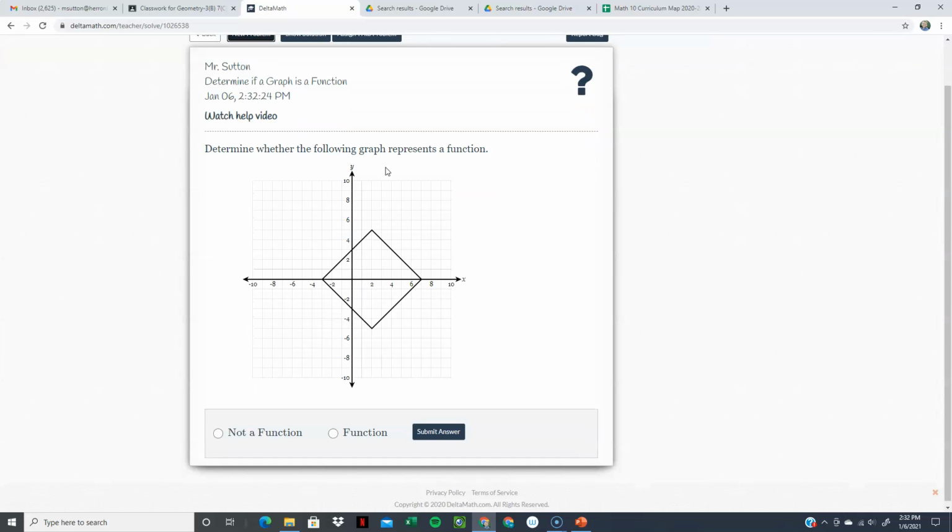This one here, I can draw a vertical line through x equals 2, and I would cross here and here. So that means that when I plug in 2, I have two different outputs. I have 5, and I also have negative 5. So that means this is not a function. If I wrote this out as a set of points, I would have 2 comma 5 and 2 comma negative 5, right? So that makes this not a function because for the input 2, I have two different outputs.